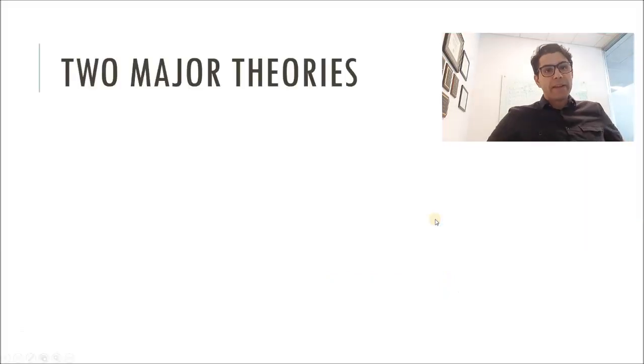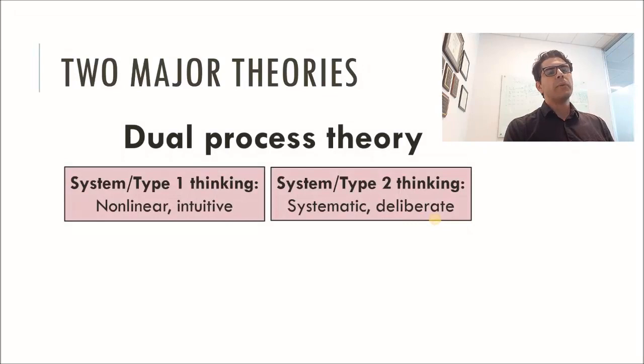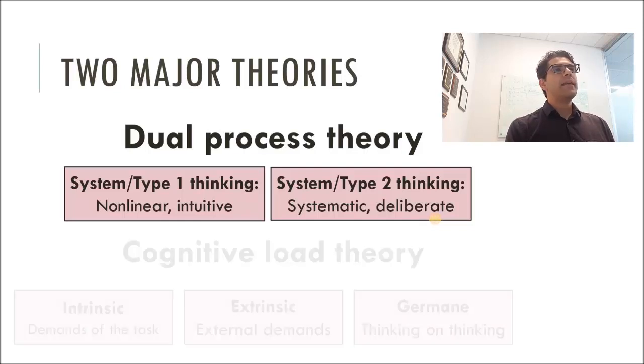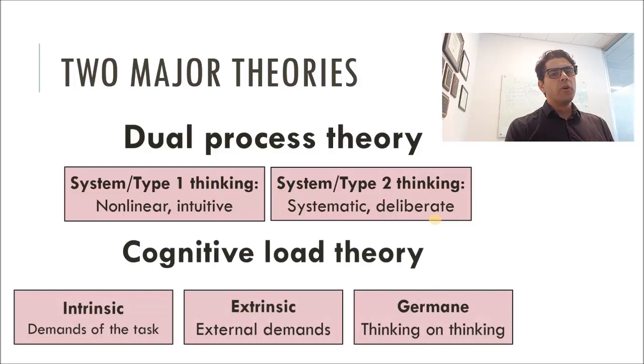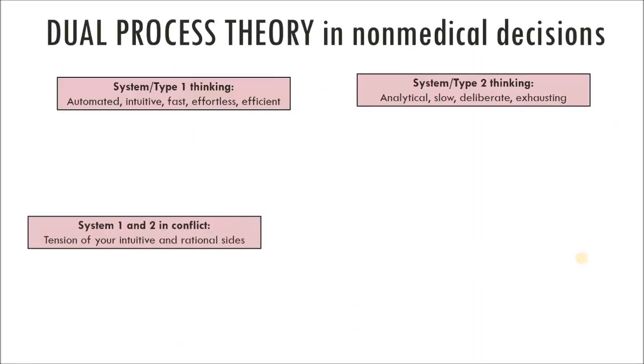So let's first start with the two major theories that inform how we think about diagnostic reasoning. I didn't come up with these. These are way more brilliant people than me. There is dual process theory, which says that there are two major types of reasoning your brain does. One is more of an intuitive type of reasoning, and the other is more of a systematic, deliberate type of reasoning. Then the other major theory we're going to talk about is cognitive load theory, which says your brain can only handle so much load, which is divided into three types of load. Intrinsic, which is related to the demands of the task you're doing. Extrinsic, which is related to things outside your control, external demands, external stressors, and then germane load, which is really thinking during the process of thinking. Pretty meta, right?